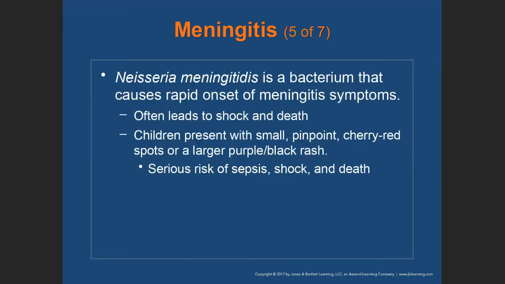Neisseria meningitidis is a bacterium that causes rapid onset of meningitis symptoms and can often lead to shock and death fairly quickly. Children present with small pinpoint cherry red spots or a large purple-black rash. Serious risk of sepsis exists. They can develop shock and it can lead to death.